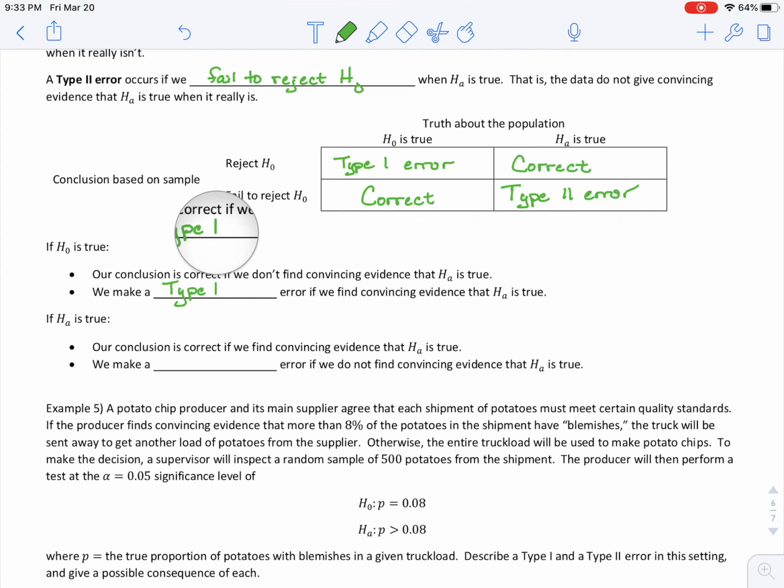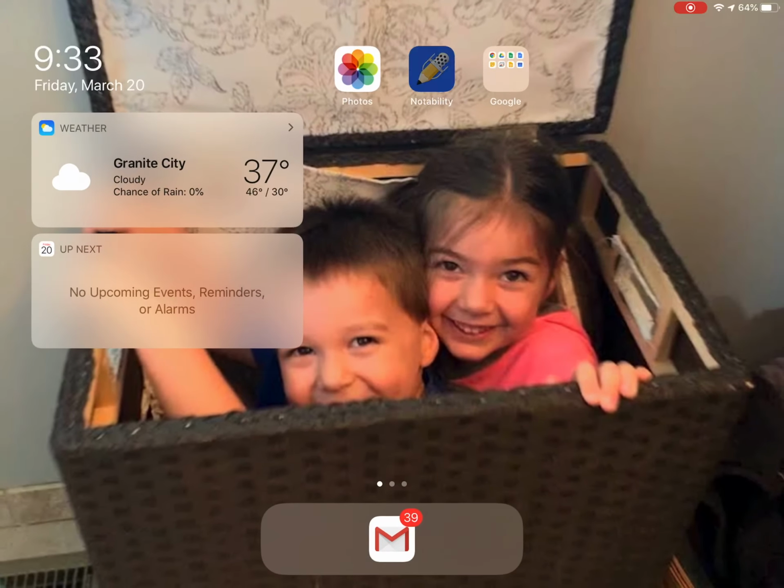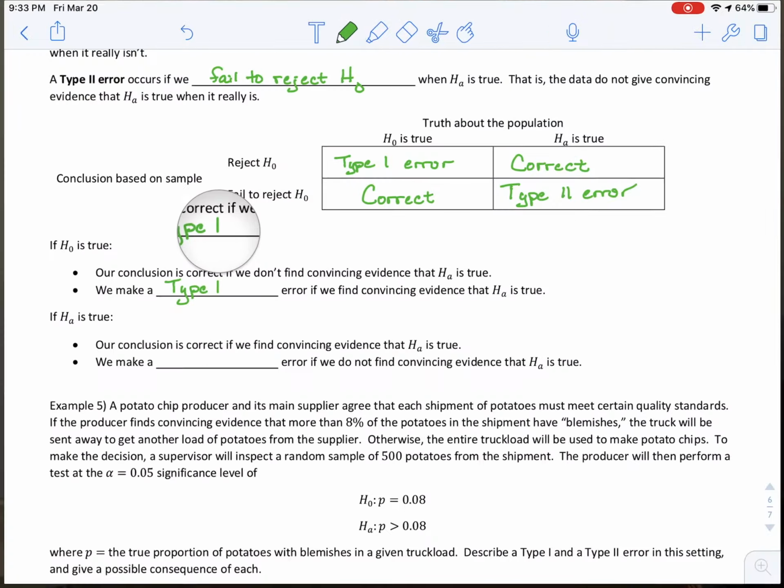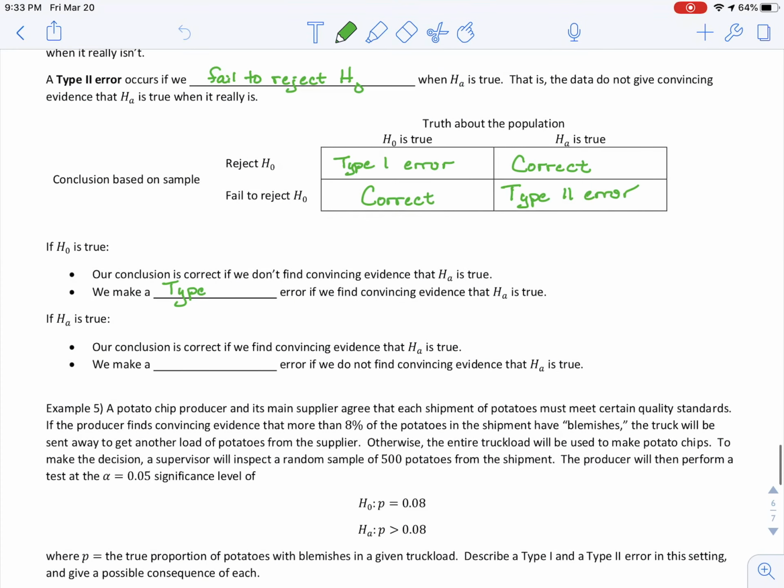Oh no, my program just froze. Hold on. No. Aren't you glad you get to look at all this?